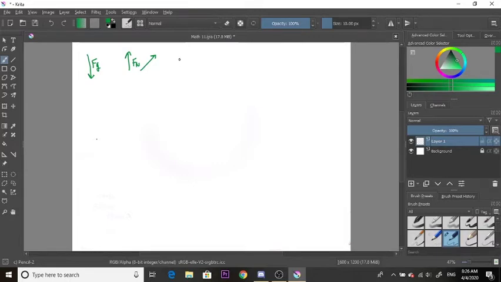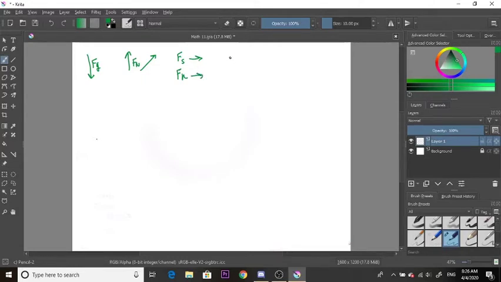Now the force of friction will act in the opposite direction of your movement. And we have the static friction and we have the kinetic friction forces. They tend to work in the horizontal.